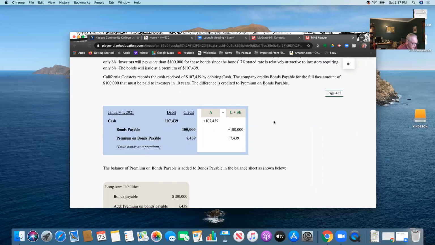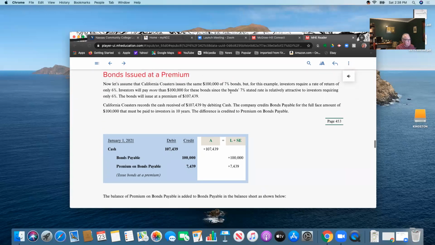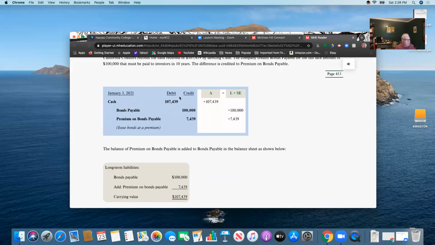Now, just like you have bonds that can be sold at a discount, you can have bonds that are sold at a premium. What's a premium? The bonds are sold for more than face value, face amount. So here, these 7% bonds were sold at a time when interest rates were only 6% in the market. So if you're paying 7 when everybody else is paying 6, you would be willing to get more for those bonds. And again, we'll get to the end of the chapter and we'll explain how these numbers are calculated.